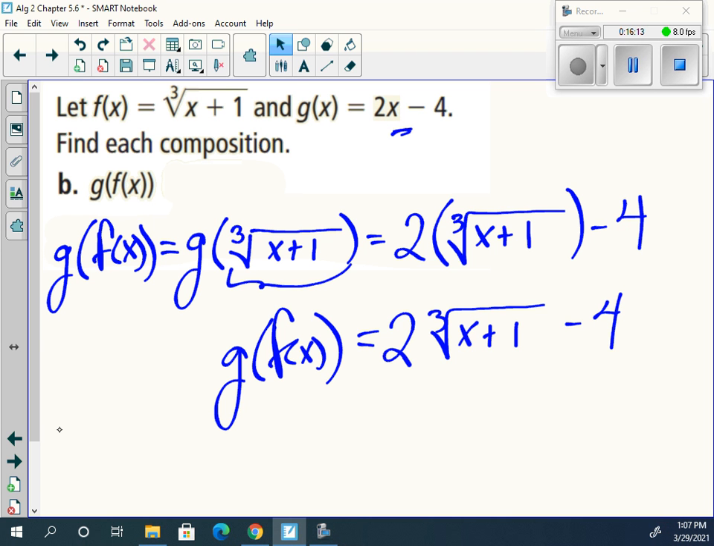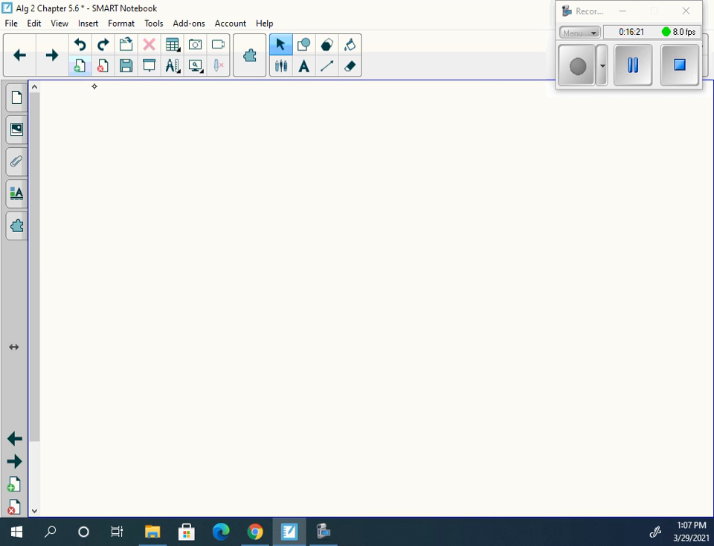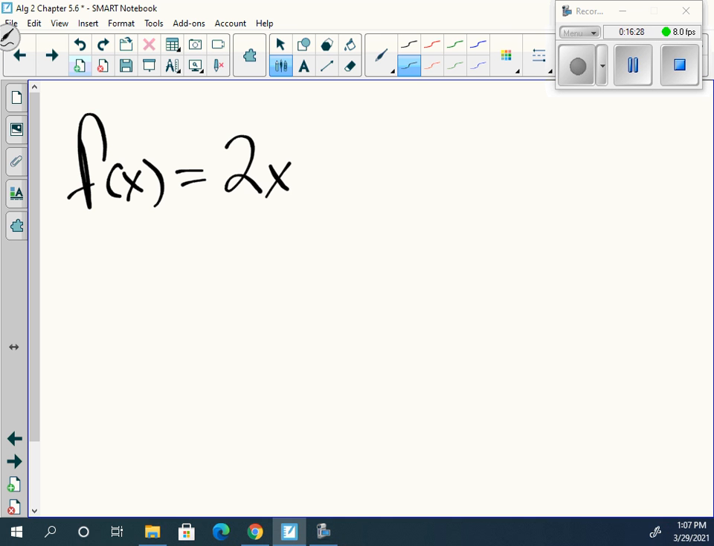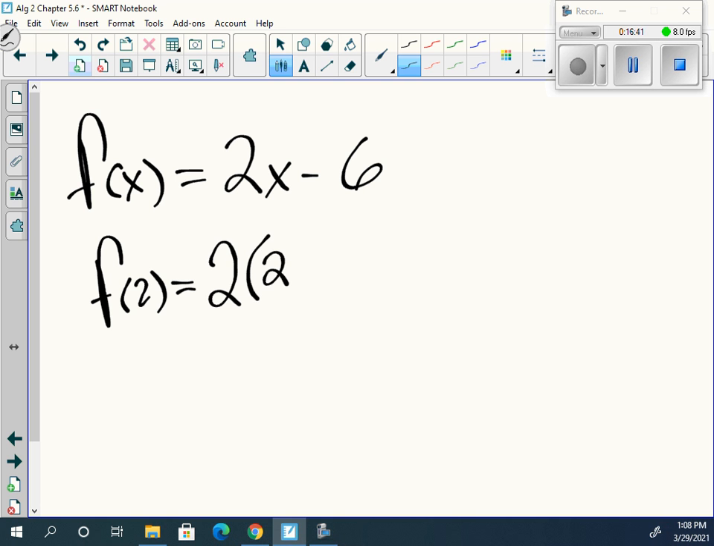What's getting me is remembering which one substitutes for which one, depending on if it's the g of x or the f of x. Yes. So let's actually look at that. Let's break this down. Let's say f of x equals 2x minus 6. So f of 2 would be what? Would be 2 times 2 minus 6. And we can work that out and get negative 2. Because 2 times 2 is 4. 4 minus 6 is negative 2.